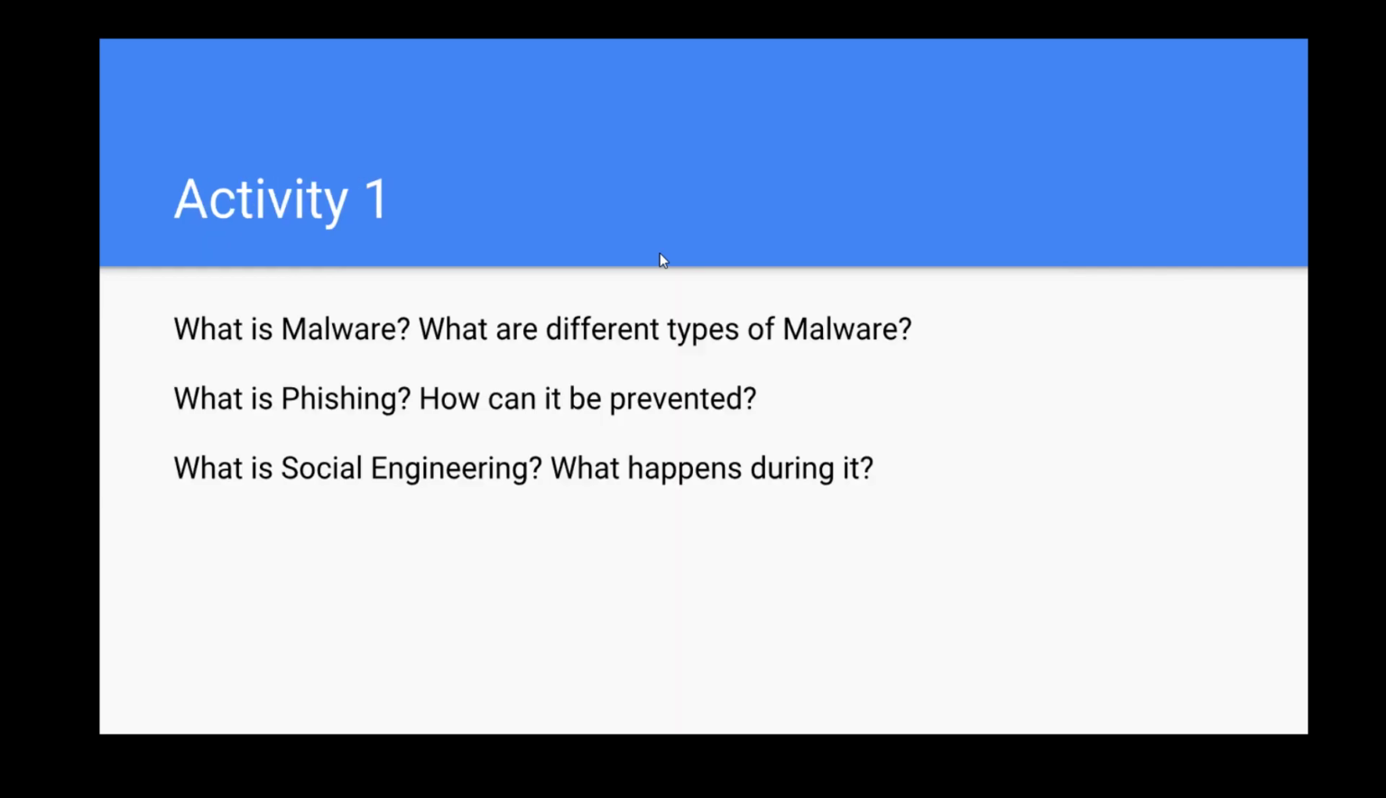So what I want you to do in your books is nice, easy and simple. We've got 3 questions we can see here. What is malware? Different types of malware. For that you are going to have to do some sort of research to get extra pieces of information. What is phishing? How can it be prevented? What is social engineering? What happens during it?